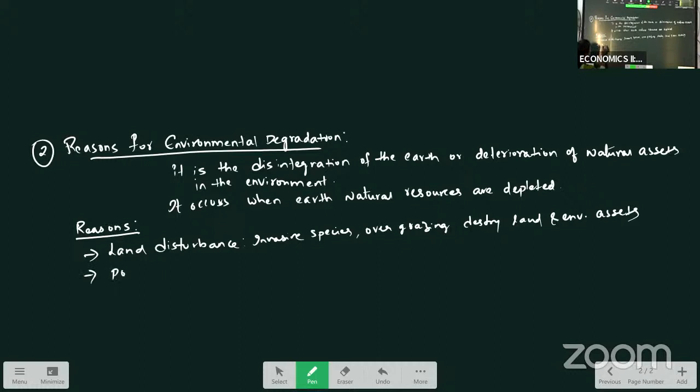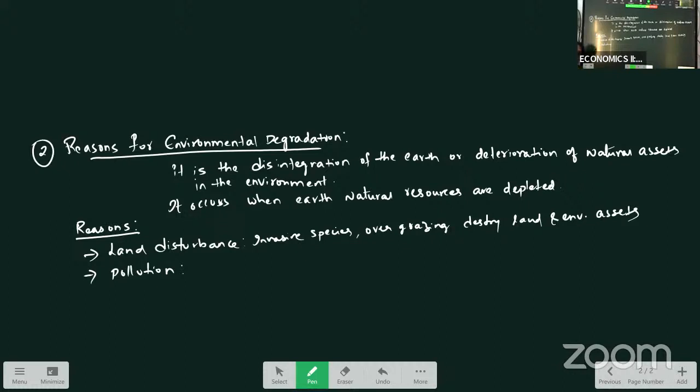Second reason is pollution. Just now we have done with the pollution. When pollutants are mixed with air and water, pollution is caused, which is harmful for the environment. Air, water, noise, land pollutions are harmful for the environment. They destroy the quality in air, water, and land. And sound pollution threatens the animals and birds. Rapid population growth also puts the strain on natural resources, due to which environment degrades.